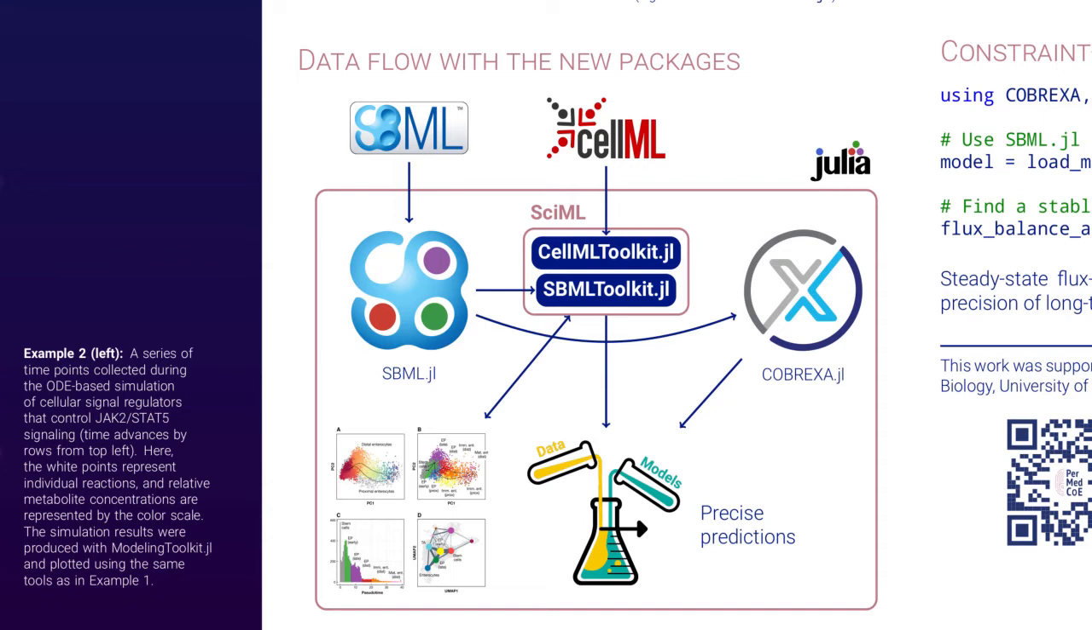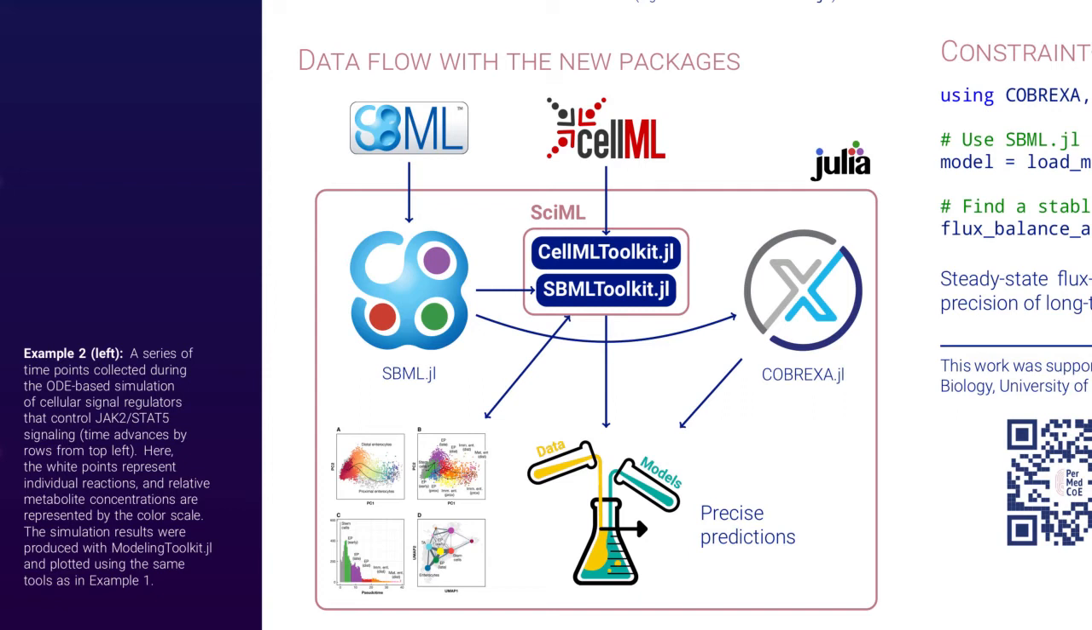If your dynamic model is not specified in SBML, but in CellML, you can use CellMLToolkit, which essentially does the same thing as SBMLToolkit does for SBML files, except it does that with CellML files. And finally, if you're not using dynamical modeling, but constraint-based modeling, you can use the Julia struct as output from SBML.jl to go from SBML to COBREXA and do constraint-based modeling, such as flux balance analysis.